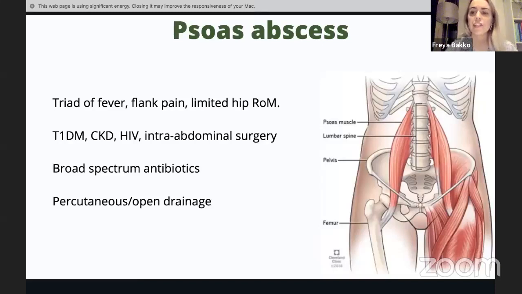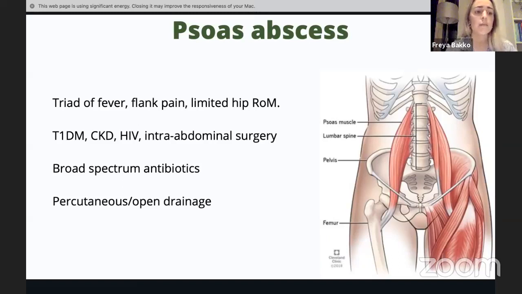So in literature, Psoas abscess is described as a triad of fever, flank pain, and limited range of motion of the hip. So this is unfortunately rarely seen, as with most of the descriptions in literature, but they will often have a fixed flexion of the hip because of the pain of extension. So the psoas muscle is one of your main hip flexors, and therefore extension will be quite painful for the patient.